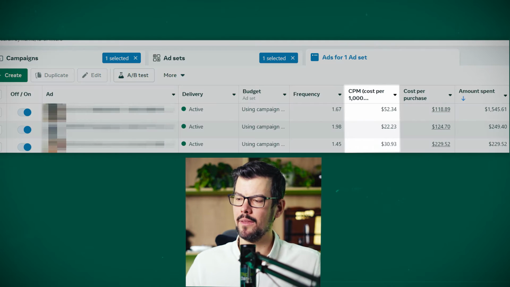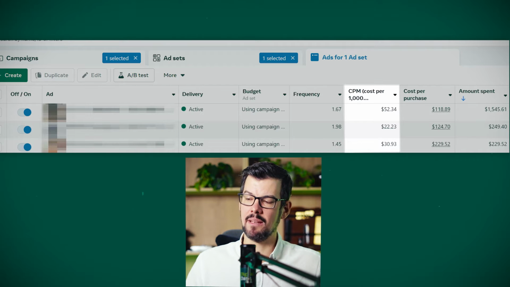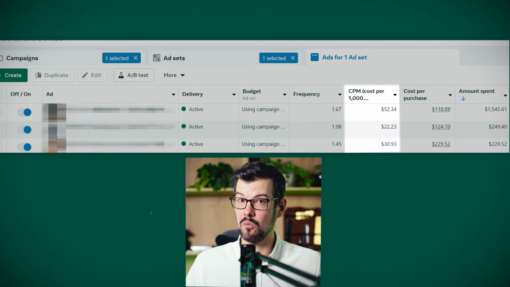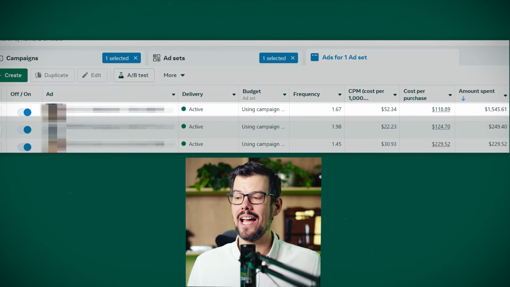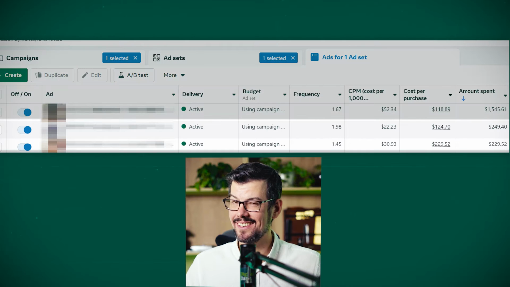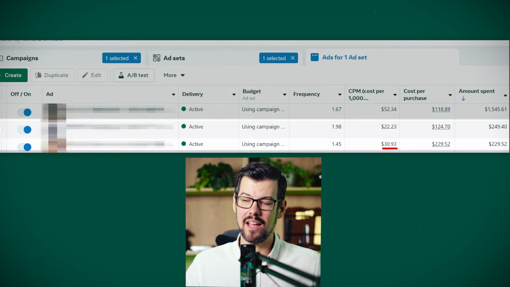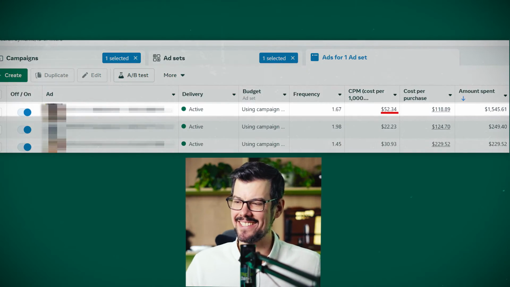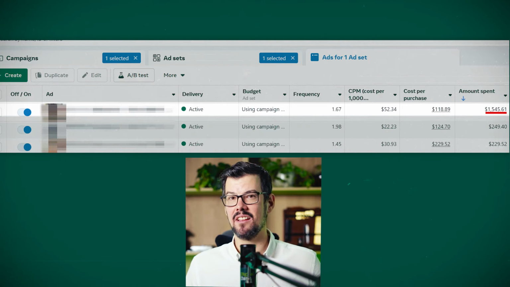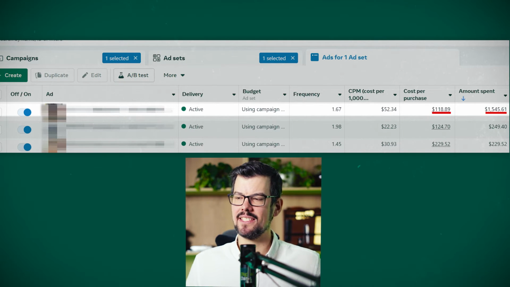Now look at CPM, the cost to show your ad 1,000 times. CPM in the most simplest form tells you how good your ad is and to what audience. The top ad has the highest CPM of $52.34. The CPM on the warmer ads is much lower at $22.23 and $30.93. Usually cold ads have lowest CPM, but not here. This is why this example is so good for you to learn how to analyze Facebook ads. The high CPM ad still has the most spend and the lowest CPA. It's the best middle of funnel ad.